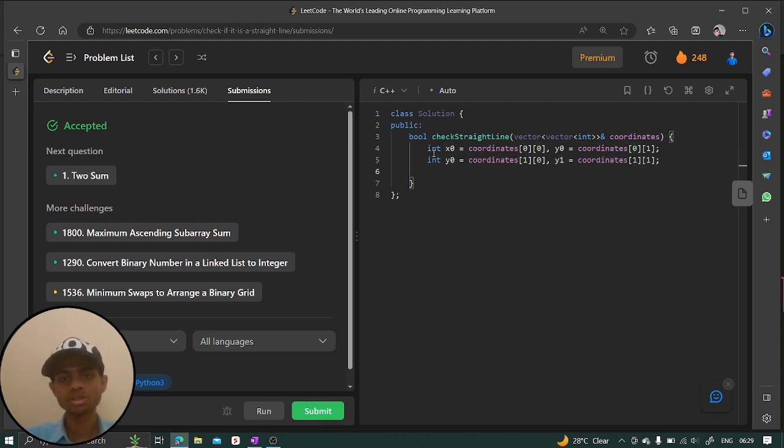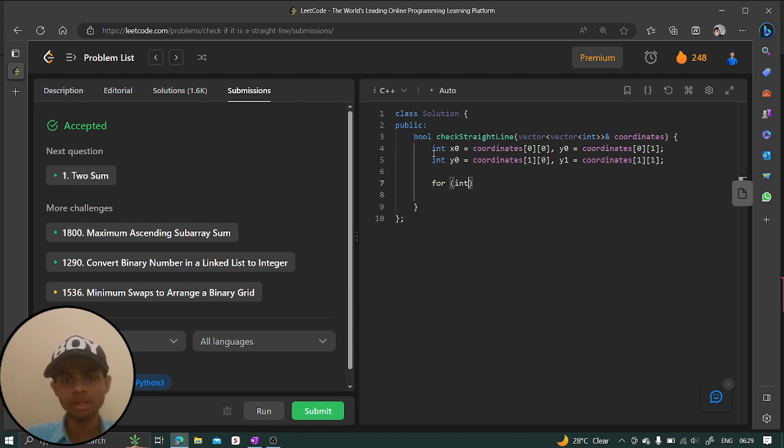Now once we have calculated or stored the first two coordinates, we are going to move to the rest of the coordinates. So we can say for int i is equal to 0, i less than coordinates dot size, and i plus plus.